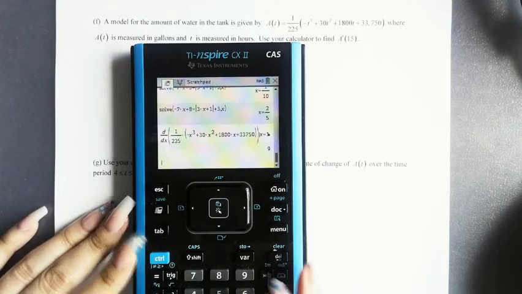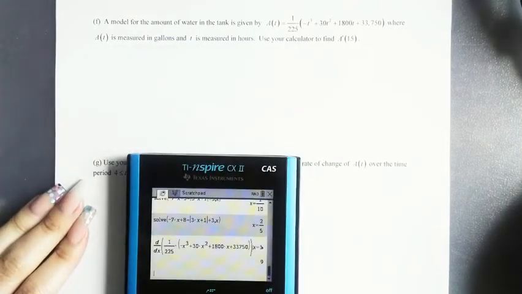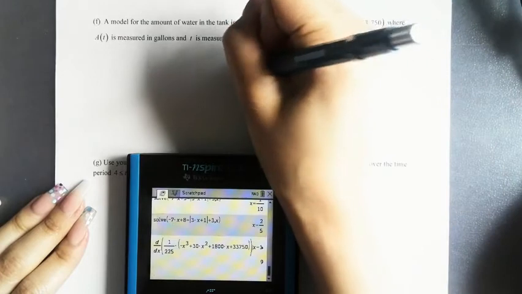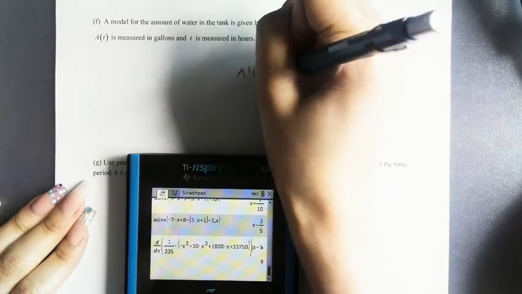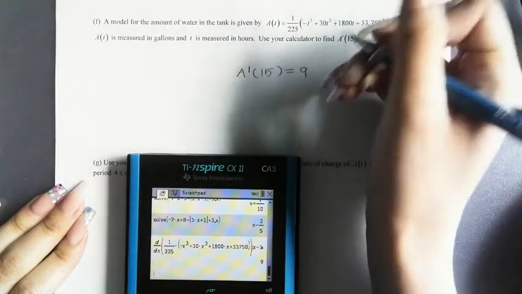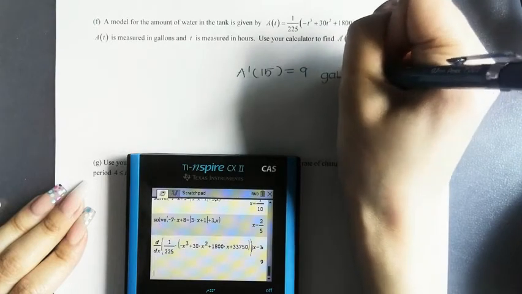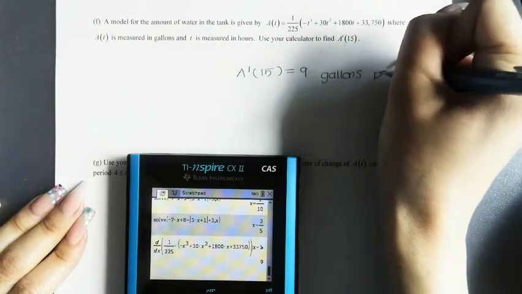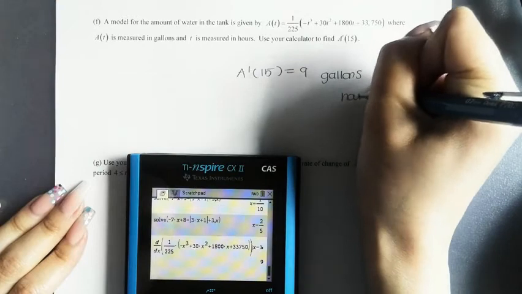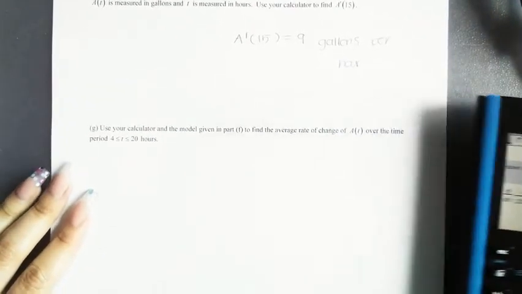You plug it in, and that gives you 9. So what are you going to do? You know that A prime of 15 is equal to 9 gallons per hour. Now you know how to plug it into the calculator. I'm showing you so you know how to use the calculator early enough.